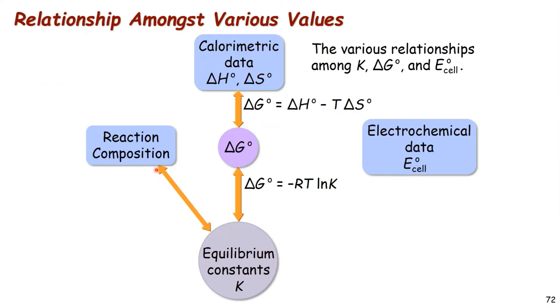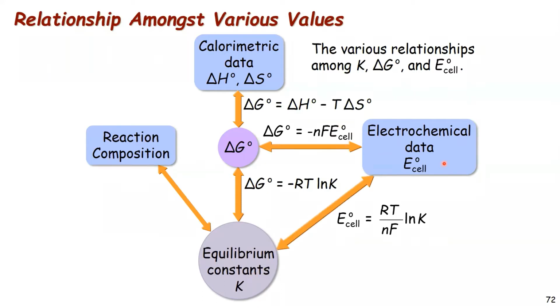And we've also known that the reaction quotient is related. It's just the concentration of the products, each raised to the coefficient in the balanced chemical equation, divided by the reactants, each raised to the coefficient in the balanced chemical equation. And we've also seen the direct relationship between free energy and the standard cell potential, and between equilibrium constants and the electrochemical data. So you can see how all of these things are interrelated to one another.